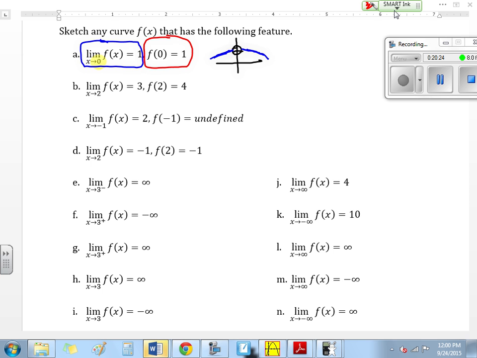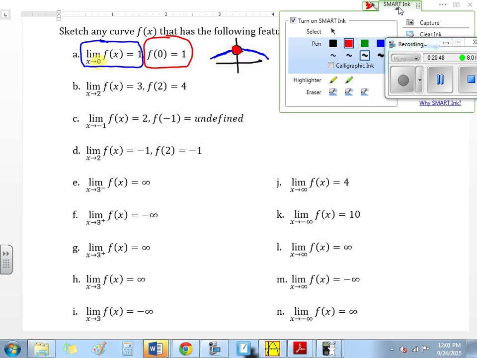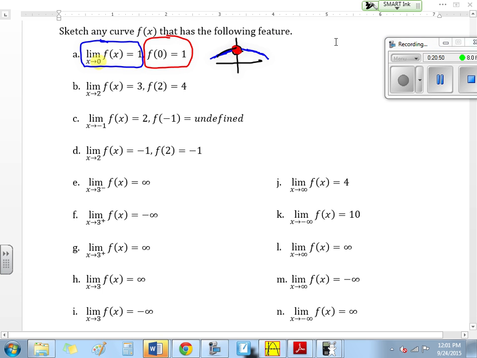It means f of x actually passes through the point 0, 1. So far we've been drawing f of x. That blue curve is f of x. And now we're saying that f of 0 is 1. So now we are talking about x equals 0. We're filling in this point. So this is a graph of f of x, the blue and red together. Okay? So your final graph looks like this.